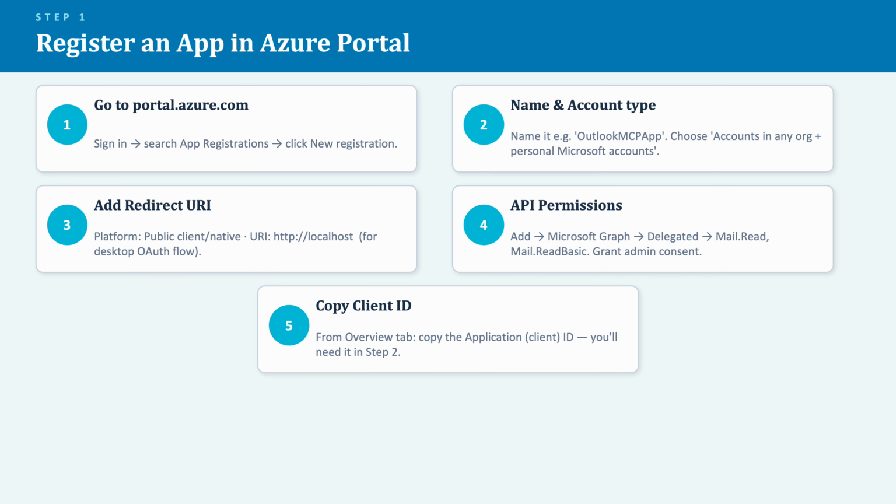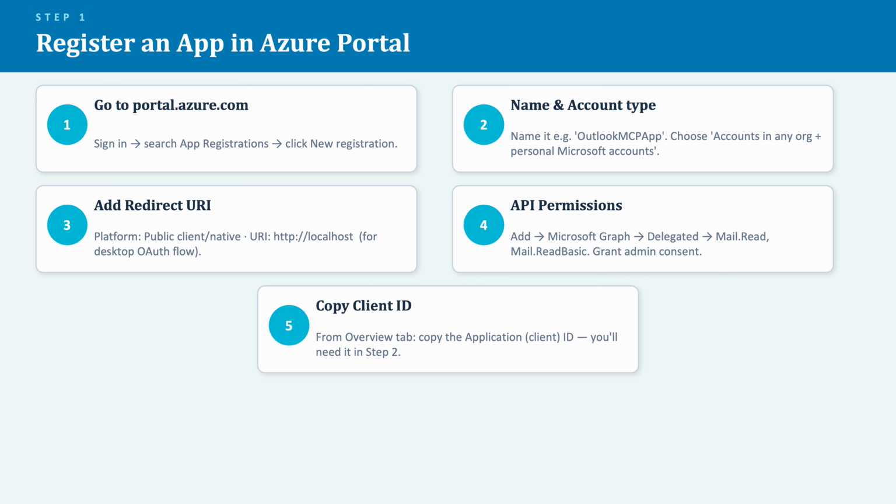To call Microsoft Graph, we need to register an app in Azure. Don't worry. This is all free and takes about 2 minutes. Head to portal.azure.com and sign in. In the search bar at the top, type App Registrations and click it. Then hit New Registration. Give your app a name. I'm calling mine Outlook MCP app.